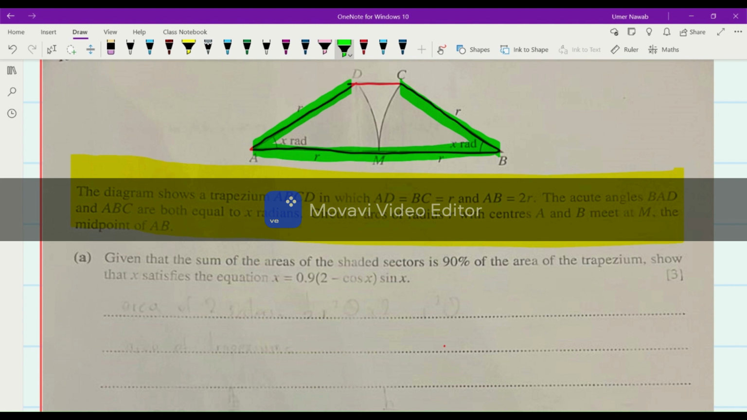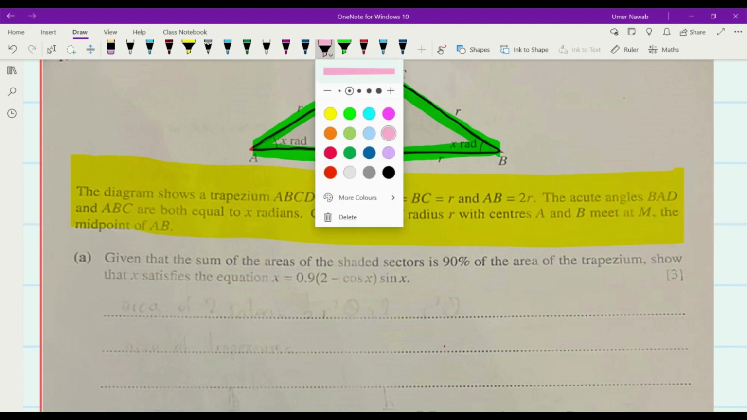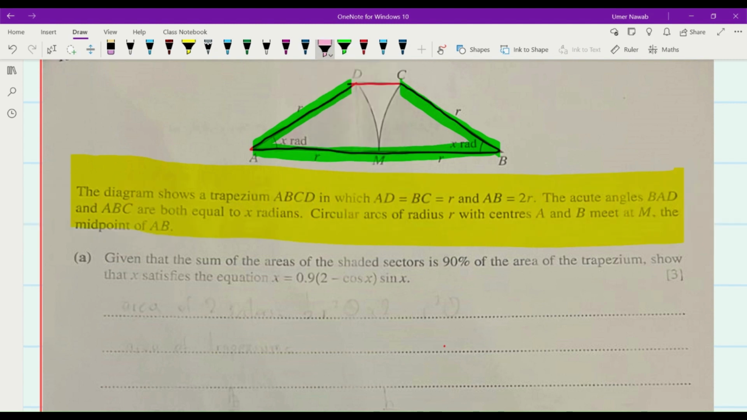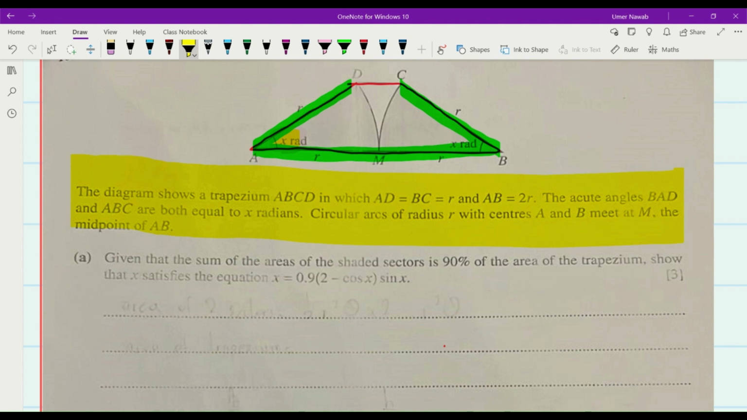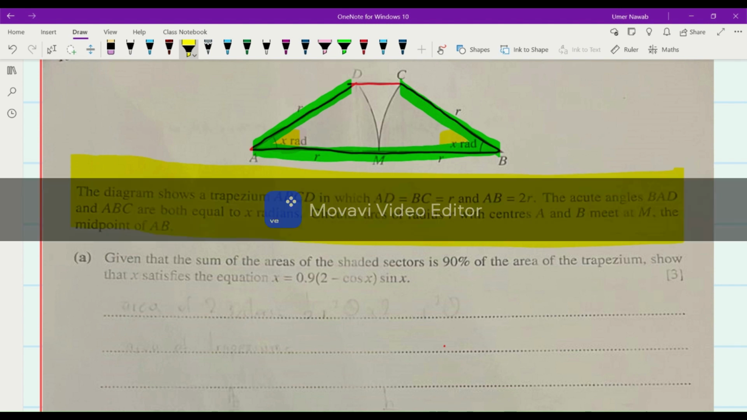Now, the acute angles of BAD and ABC are both equal to X. These angles he is talking about. Let me use another color. He's talking about these two angles. Circular arcs of radius R with centers A and B meet at point M, which is the midpoint of AB.